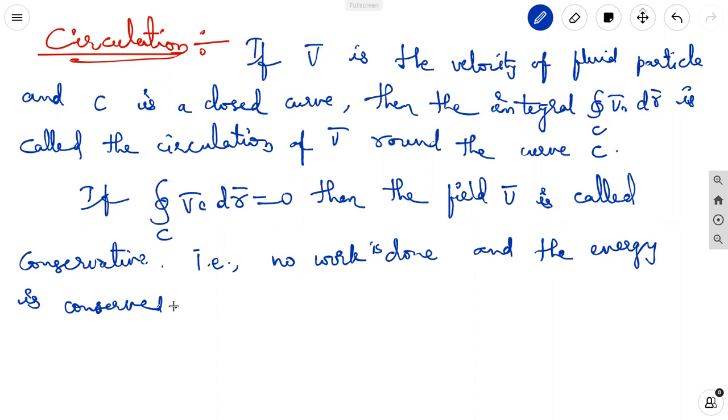That is nothing but if the circulation of V vector round every closed curve in a region D vanishes. Why? Because the end points are the same, A is equal to B, so it will vanish. V vector is said to be irrotational. Why? Because the curl dot dr vector should be 0. Okay. The next definition is a very important definition.